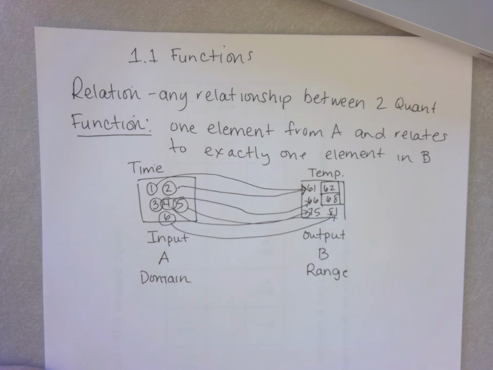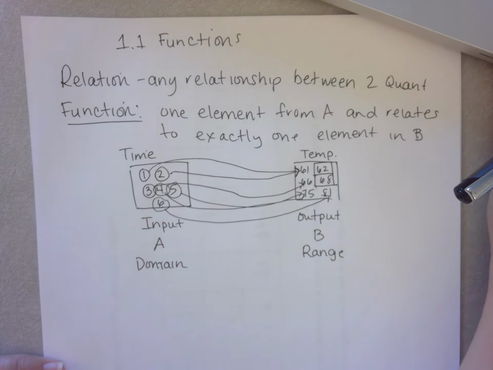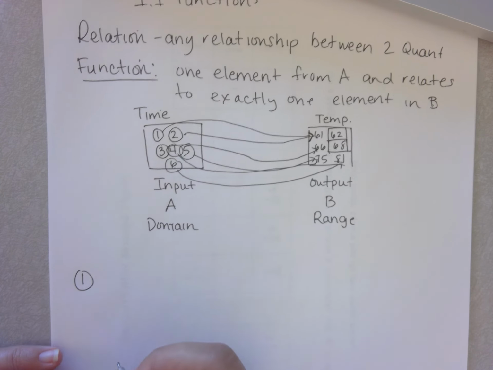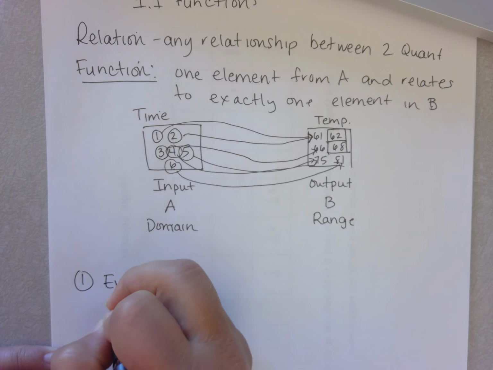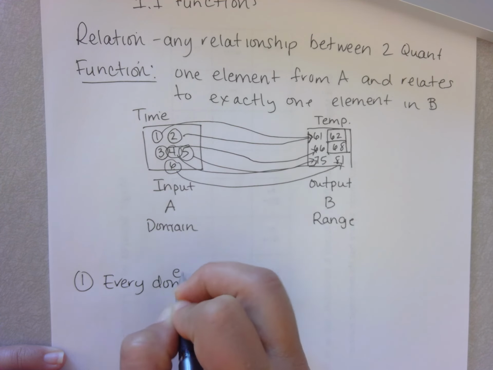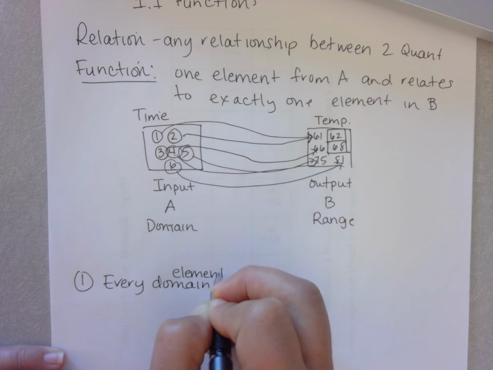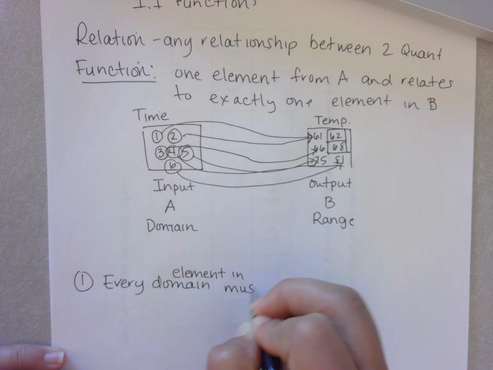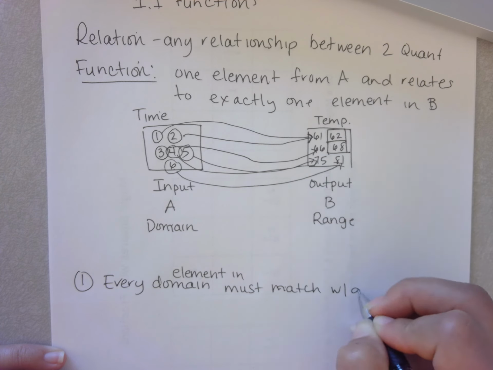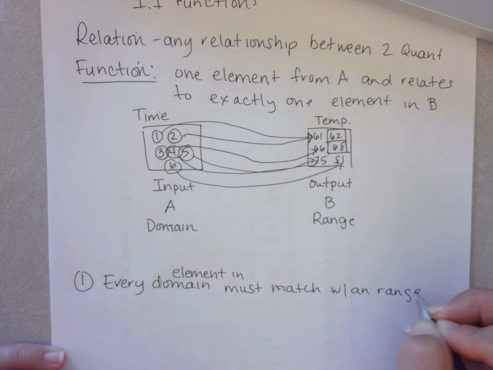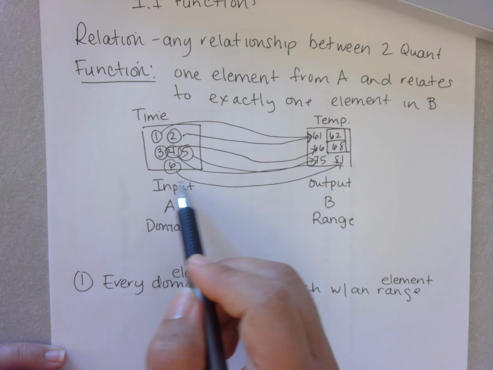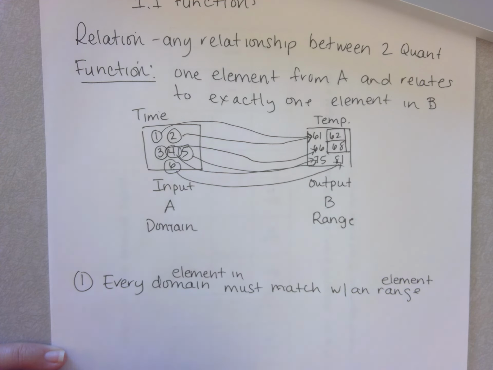Let's write out these different things. We have the characteristics of a function. First, every element in the domain must match with an element in the range. Everything in the domain has to be used and matched up.